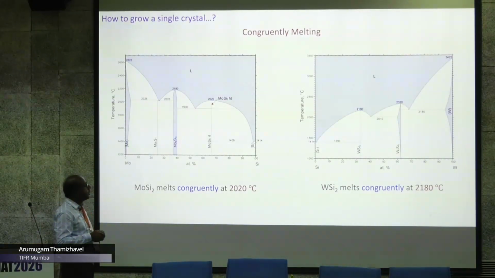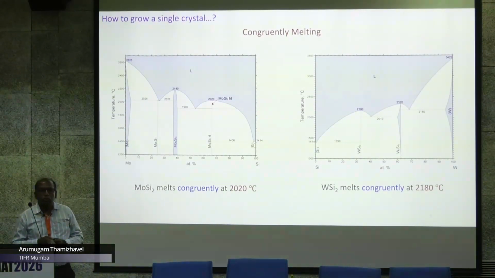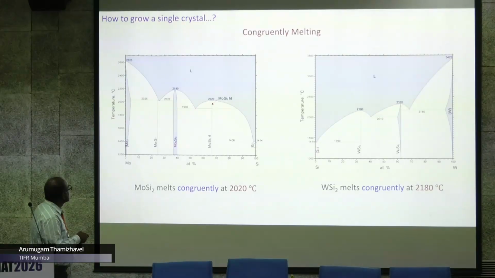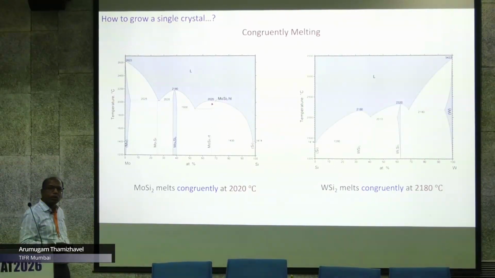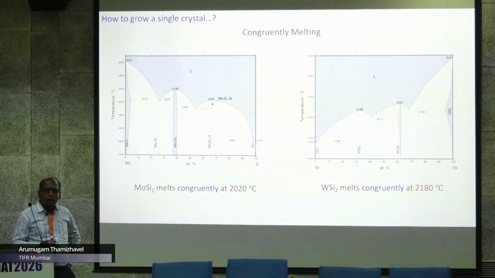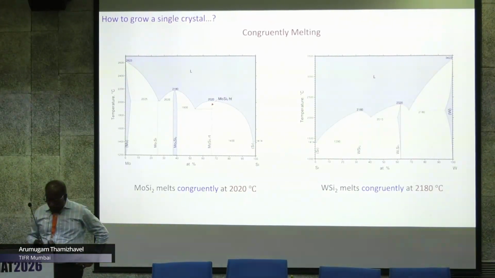So now, in my title I mentioned the silicides. I'm going to focus on these two silicides, MoSi2 and WSi2. MoSi2 melts at around 2020 degrees centigrade, and WSi2 melts at 2180 degrees centigrade. These are quite high temperatures, and we were successful in growing the single crystals.